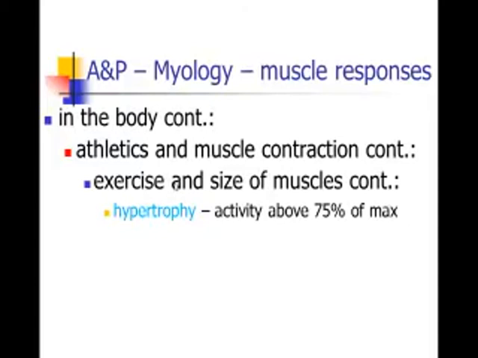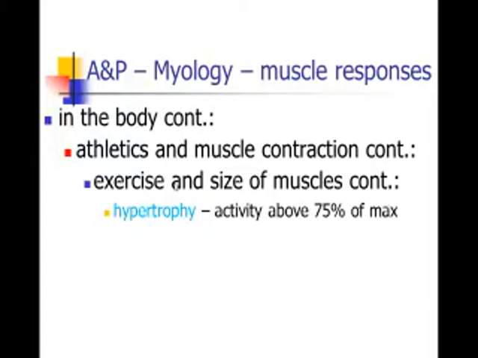Hypertrophy. If people exercise, then their muscle size gets larger. Now, that doesn't mean you get new muscle cells. It just means the active cells become physically larger. And typically, if you're trying to build up muscle mass, you need to be active at 75% or more of the maximum capacity of the muscle.